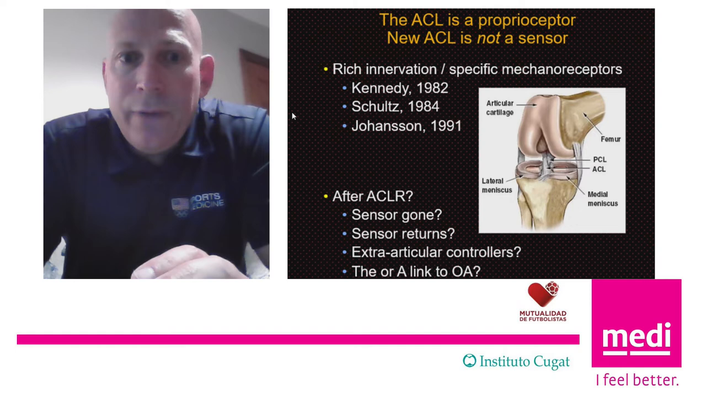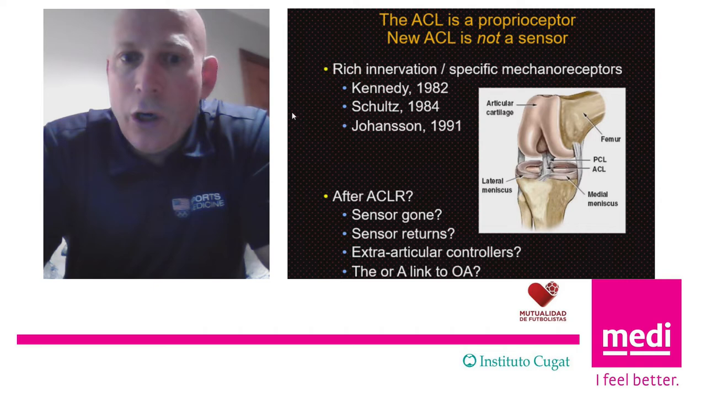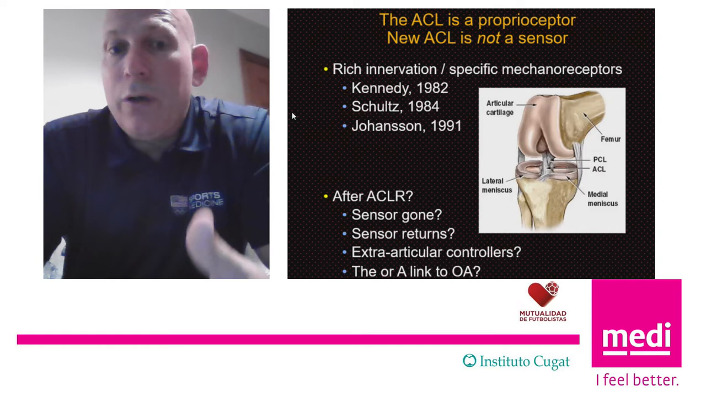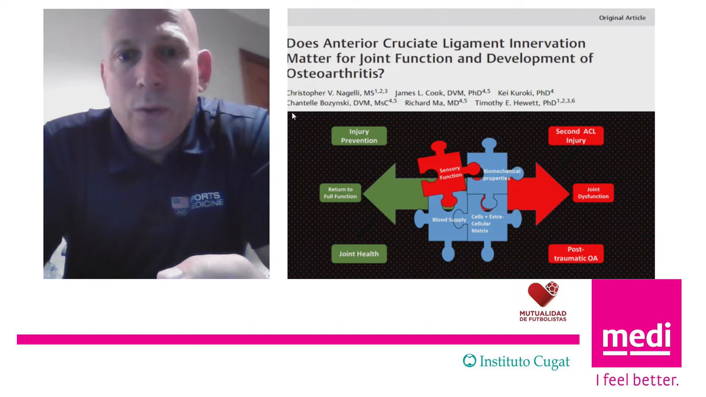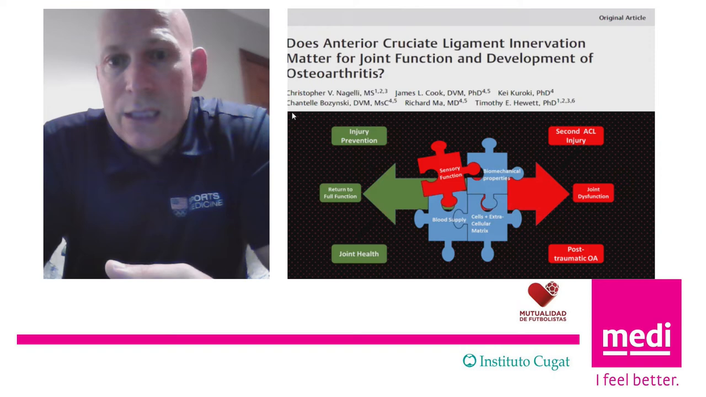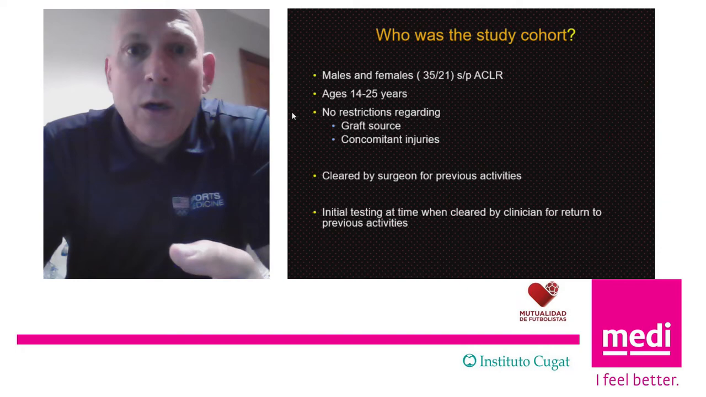The ACL is a proprioceptor. It's richly innervated. What happens after ACL rupture? Is the sensor gone? Does it ever return? My hypothesis is that physical therapists and athletic trainers are developing extra-articular controllers, parallel circuits to control that joint. And when it's not properly controlled, this leads to sensory function perturbations and downstream risks of second injury, joint dysfunction, post-traumatic OA. Again, a young, primarily female cohort here.